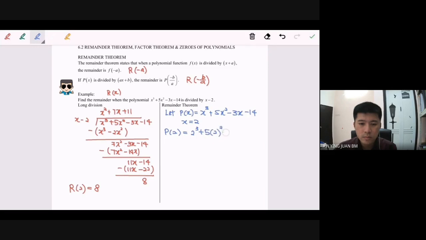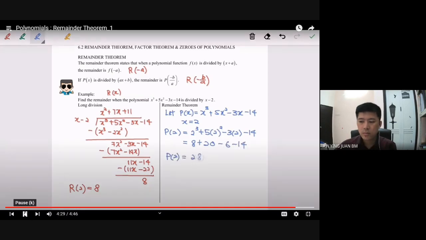So in here we will have 8 plus 20 minus 6 minus 14. So p(2) will be equals to 28 minus 20. So finally, p(2) will be equals to 8, or I can say the remainder will be equals to 8. So here are the two methods.